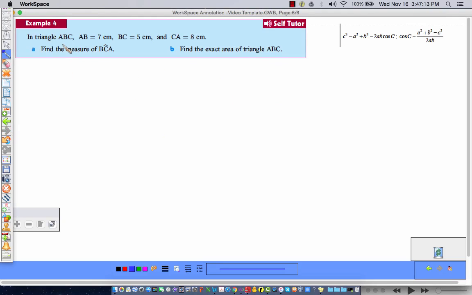Bam. In triangle ABC, AB equals 7, BC equals 5, and CA equals 8. So let's draw it. Find the measure of angle BCA. I'm going to change that because it's already solved for C. So let's change that to angle ABC, so we get some practice with the formula. Okay, so it doesn't matter if your triangle's not to scale, it just gives you a sense and makes it easier to follow the formula if you do a quick sketch. ABC, AB is 7, BC is 5, and CA is 8.